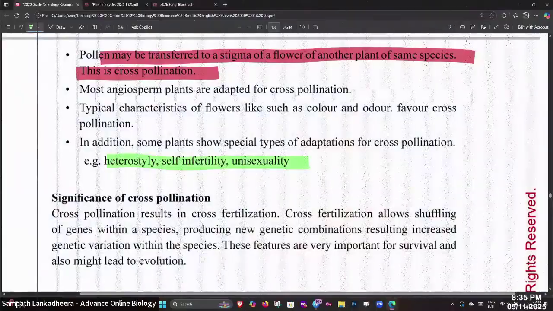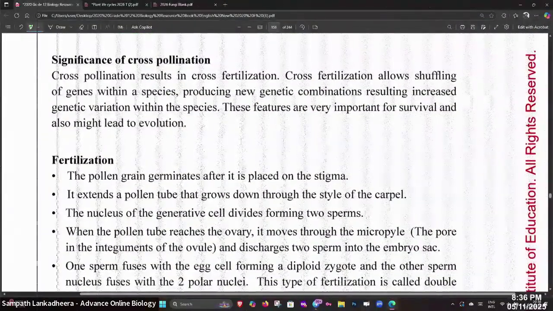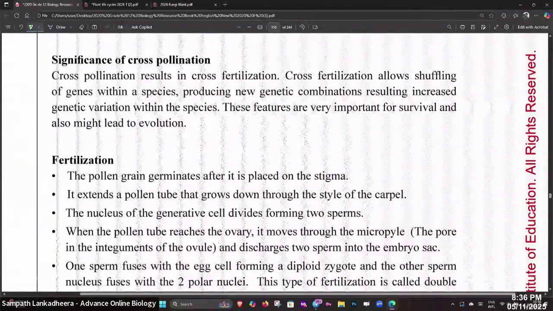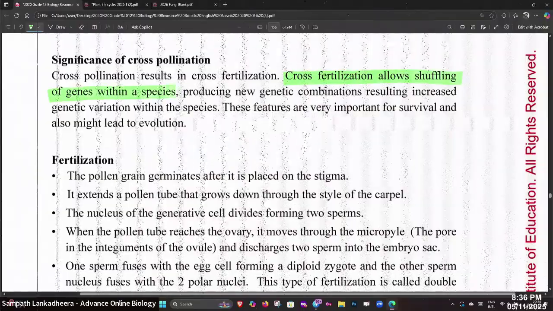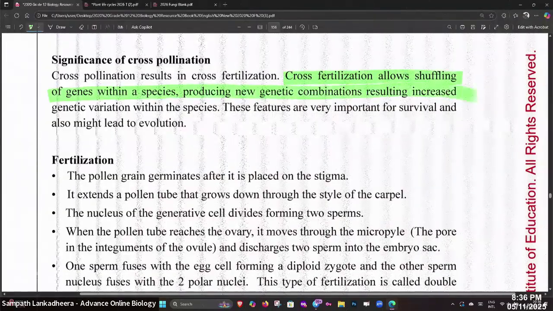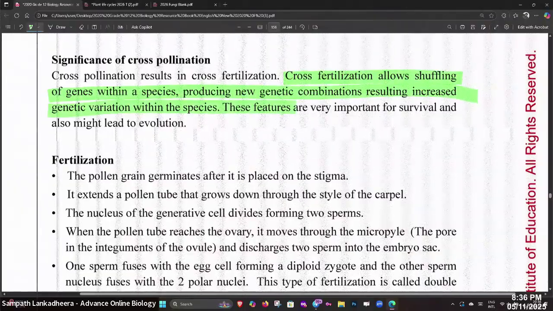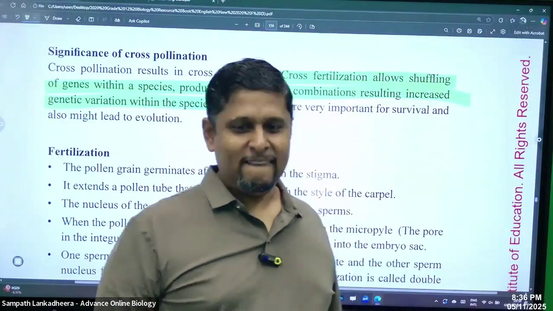And then the significance of cross-pollination. What is the importance of cross-pollination? It results in genetic variation. Cross-fertilization allows shuffling of genes within a species, producing new genetic combinations and resulting in more variation. That's better for plants.